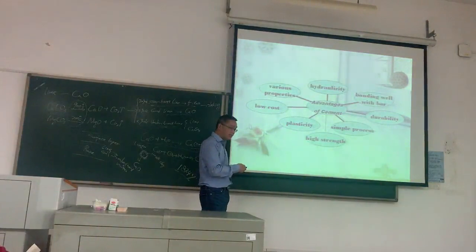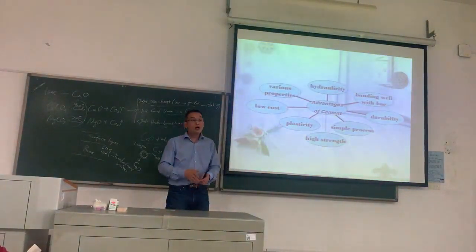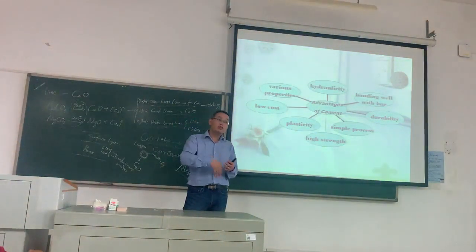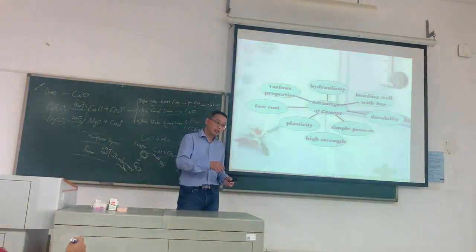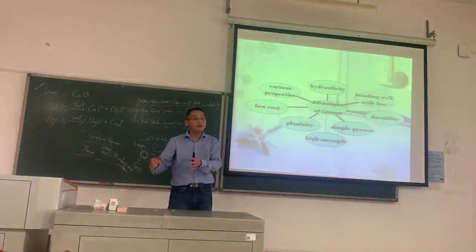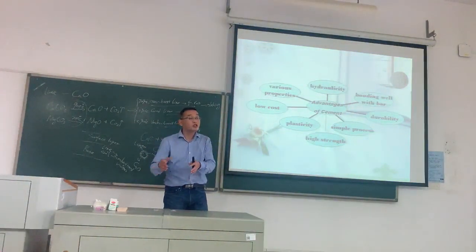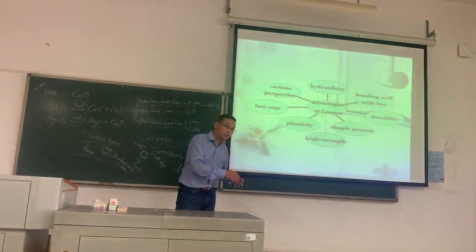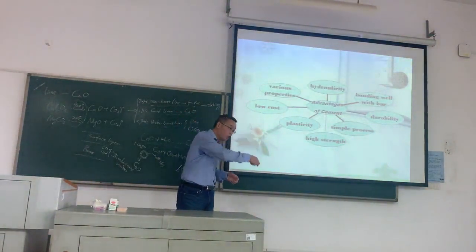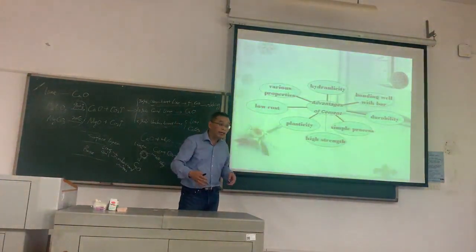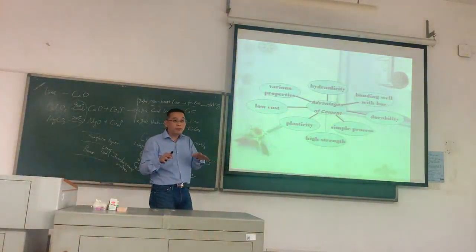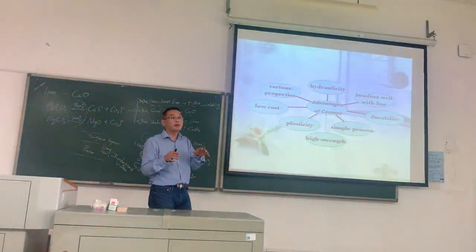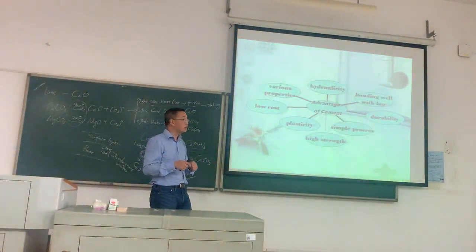And what does plasticity mean? When we mix the raw materials of concrete or cement, we can put them into different kinds of molds to get different kinds of structures, such as the beam, the column, the wall. So the plasticity of the cement is very good. The flowability of the cement paste is very good.